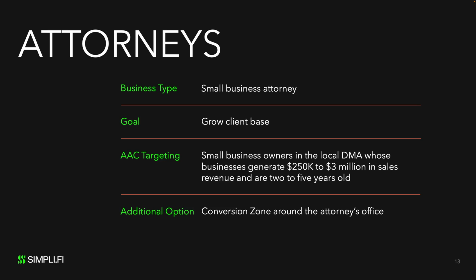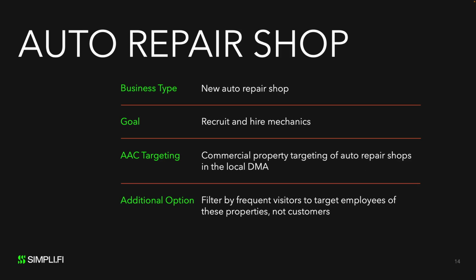In this example, we've got a small business attorney that wants to grow their client base. The AAC tool can build an audience that targets small business owners in the local DMA whose businesses generate, say, $250,000 to $3 million in sales revenue and are, say, 2 to 5 years old. That's a very specific audience, but that might be exactly ideal for this particular attorney. Additionally, we can set up a conversion zone around the attorney's office to track foot traffic conversions.